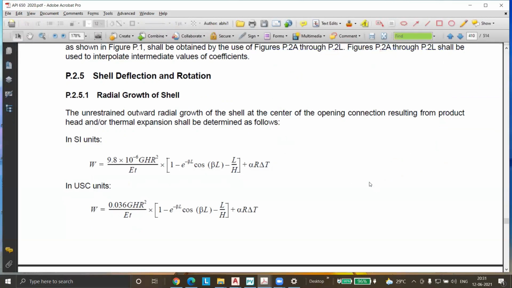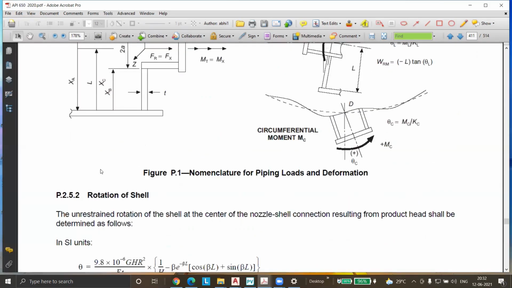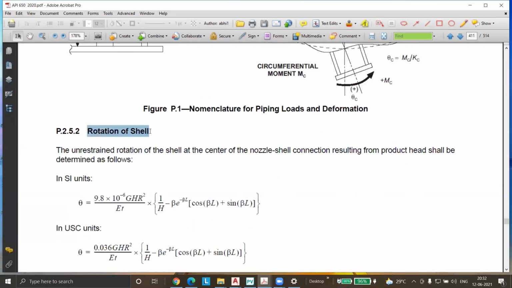Why? Because ASME talks about a lot of variety of pressure vessels, lots of things are included, so it is not possible there to give any single formula. But here we are talking about a very specific configuration, so definitely lots of things can be considered. But sir, what about the rotation? The shell deflection is given, and if you go further, you will get the rotation of the shell also.